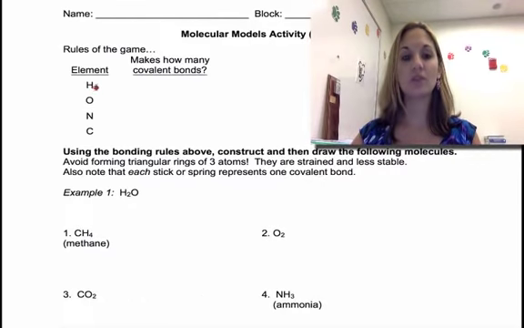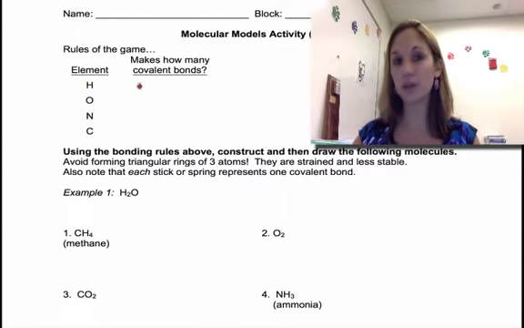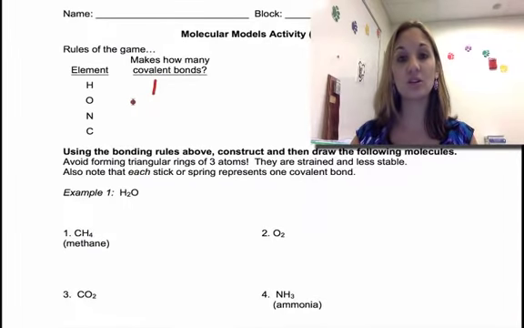Okay, so first let's take a look at hydrogen. Let's consider first how many bonds hydrogen can make. On your periodic table, hydrogen has one valence electron. It needs two to be happy because it only has that inner shell. So hydrogen is only going to make one bond. Oxygen, which has 6 valence electrons, needs 2 more to be satisfied. So it will make, that's right, 2 bonds.